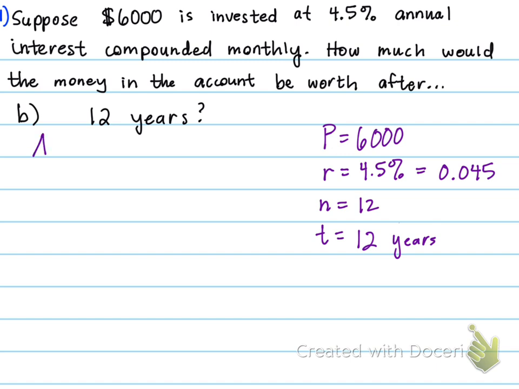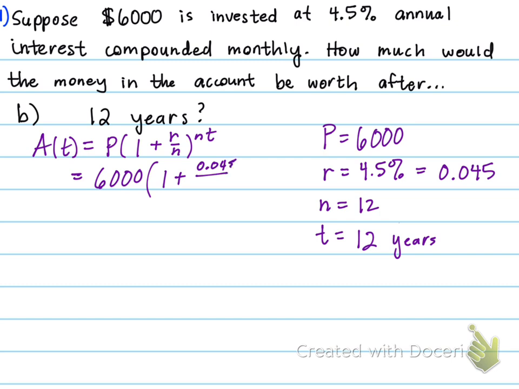We're going to use that same formula. A of t is equal to P times 1 plus R over N to the NT. I'd encourage you to write the formula every time for now so that you remember it when you take quizzes and tests later on in your future. Otherwise, you're just not going to remember this stuff because you're just plugging in random numbers. Make sure to use that formula.